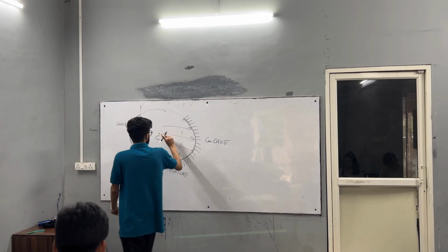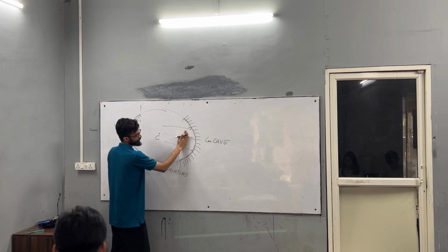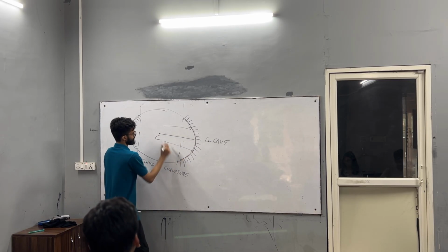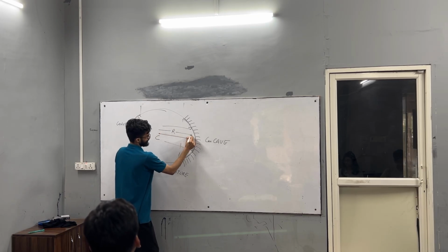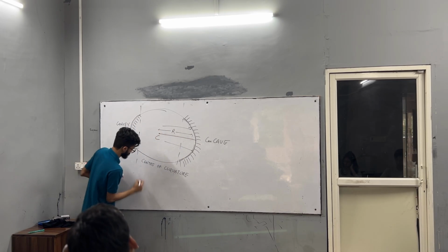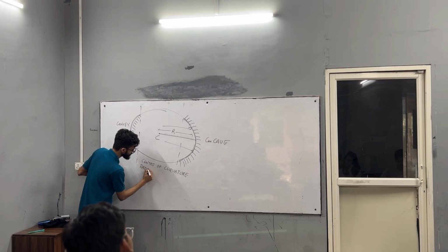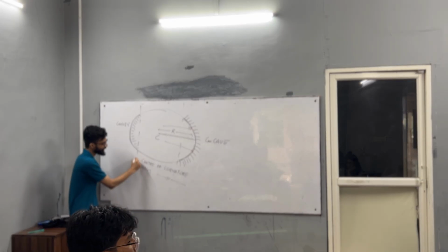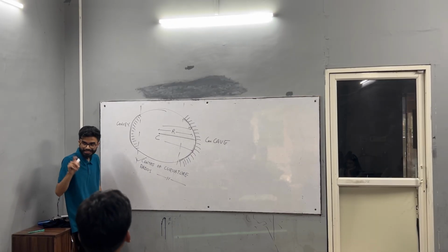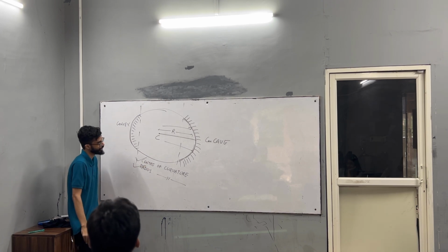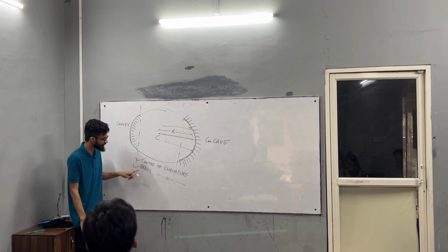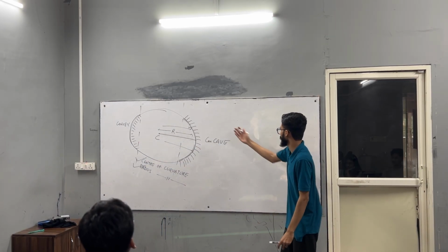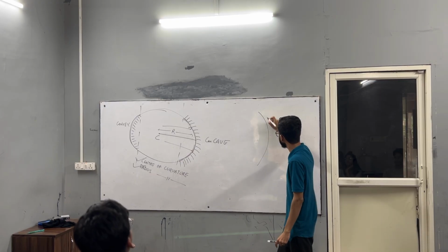Now, will this sphere also have a radius? So suppose I take this as radius. What do we call this, guys? Anyone? Radius of curvature. So center of curvature is the center of the sphere, and the radius of that same sphere, of which the mirror is a part, I will call the radius of curvature. Okay?